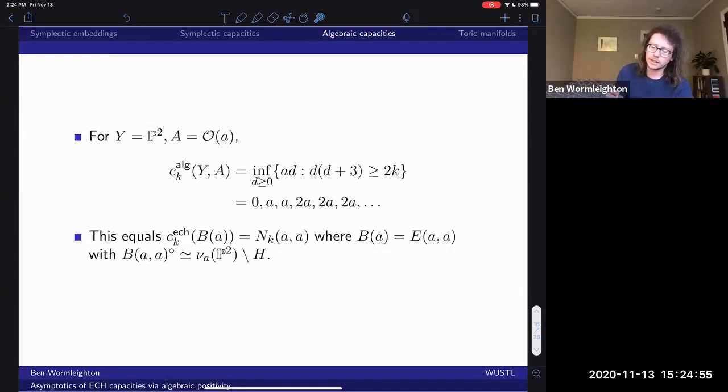It spits out this sequence of numbers: 0, A 2 times, 2A 3 times, 3A 4 times, and so on, which is exactly the sequence of numbers NK AA. In other words, the ECH capacities of the ball of radius A over pi. And this is indeed what we should have expected, because, let's say I pick A to be an integer. OA is describing the degree A Veronese of P2. If you take out a hyperplane section, you get exactly this ball.